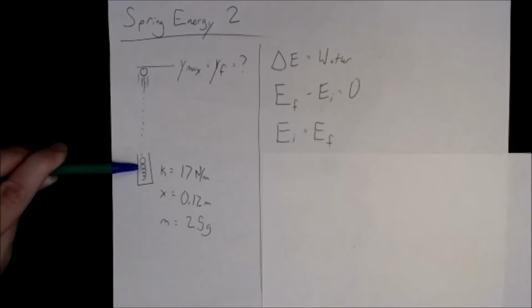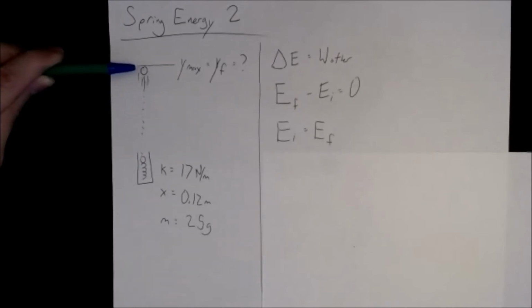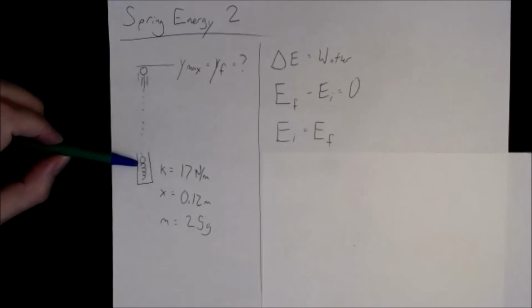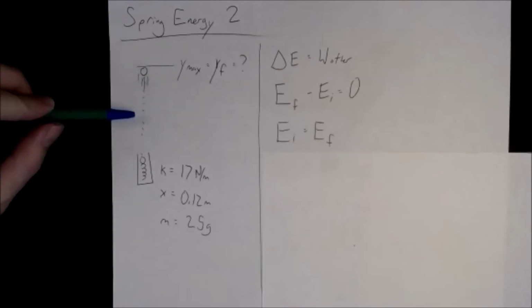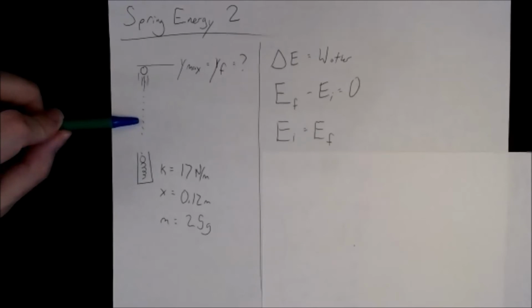The final state of the problem is when the ball reaches its maximum height. So initially, all of the energy had to be spring potential energy. And at the end, all the energy had to be gravitational potential energy. Now, when it was here, it had no spring potential, but it did have some kinetic and some gravitational potential.